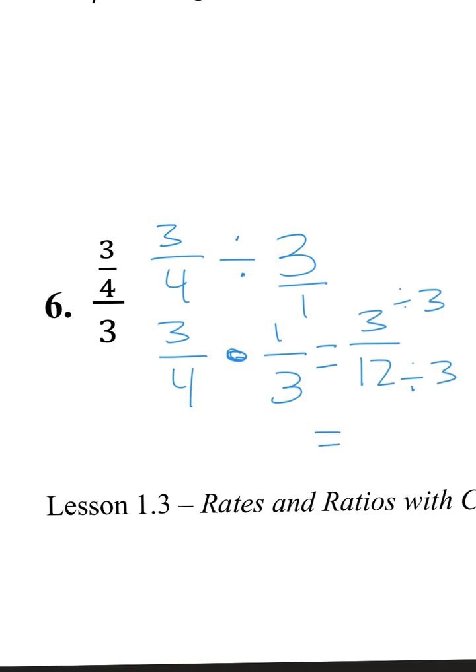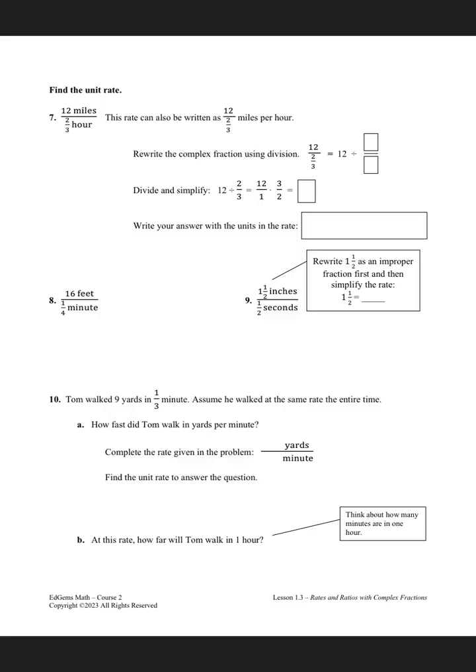So here we go. 3 divided by 3 is 1. And then 12 divided by 3 is 4. All right. Go ahead and let's go to the next page and let's talk about unit rates. Remember, like I said earlier, rates can compare two quantities measured in different units, and a rate is often used to express speed, distance, or time in certain situations.